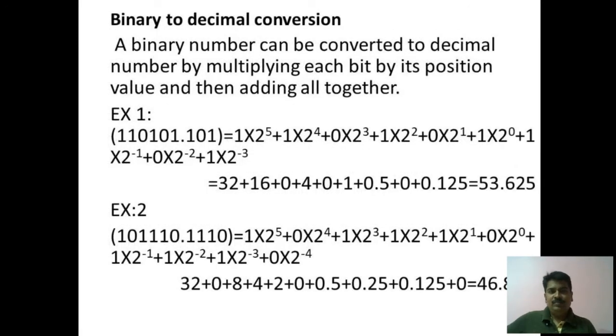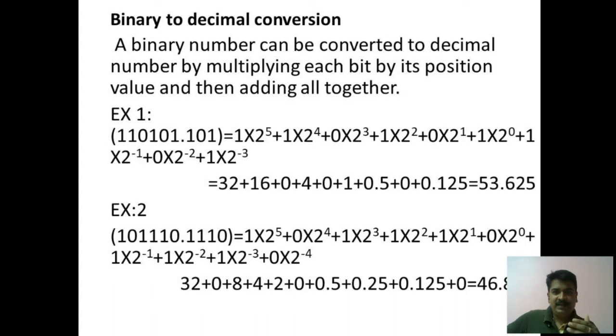Now we move on to the conversion of one number system to another. First we look into the conversion of binary number system into decimal number system. A binary number can be converted into a decimal number just by multiplying each bit by its position value or place value and then adding all together. I am showing it with an example.